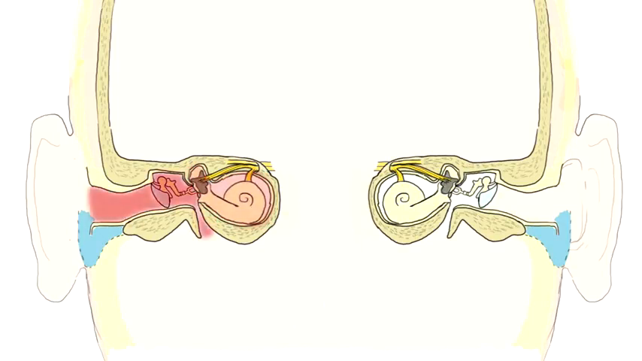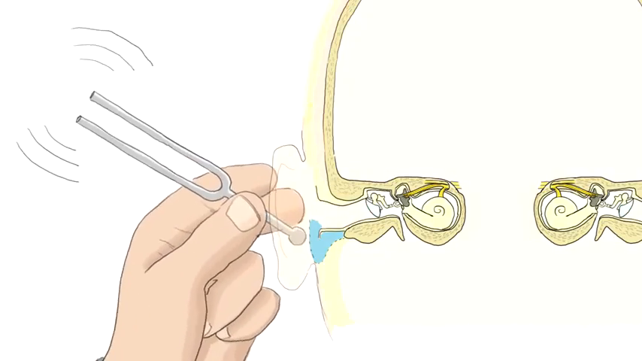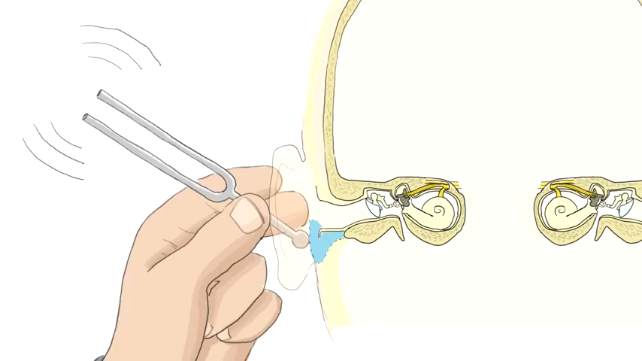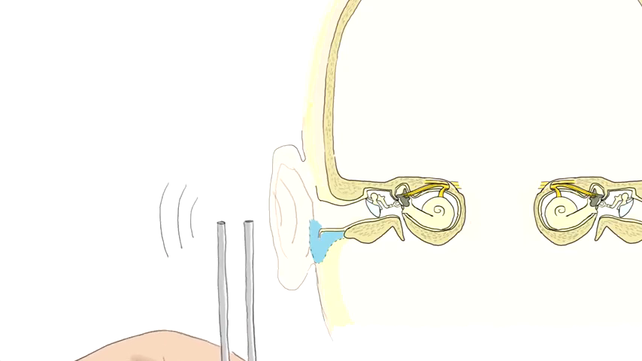The Rinne and Weber tests can help differentiate between sensorineural and conductive hearing loss. The Rinne test enables unilateral comparison of bone to air conduction and takes advantage of the fact that, physiologically, sound conduction is more efficient via air than via bone. Place a vibrating tuning fork against the mastoid bone. Sound waves now travel to the inner ear via bone conduction. As soon as the patient can no longer hear the sound, hold the tuning fork next to the patient's ear. The sound waves are now conducted via the air.